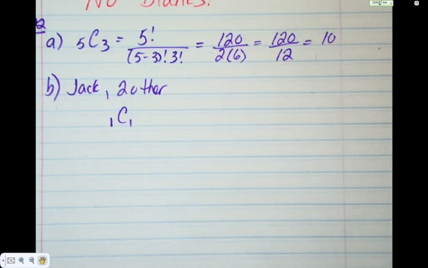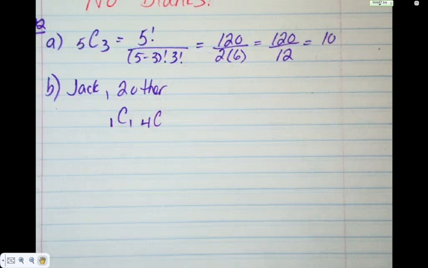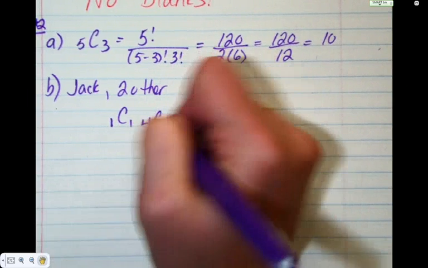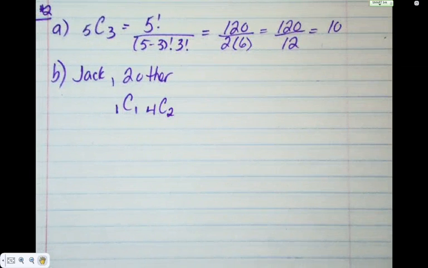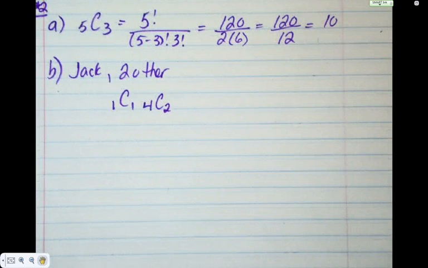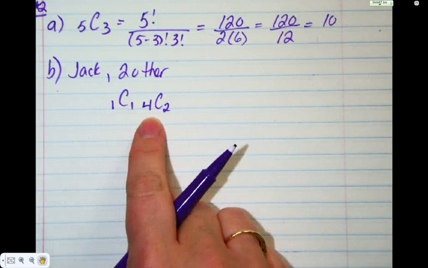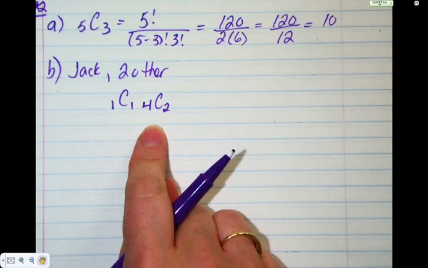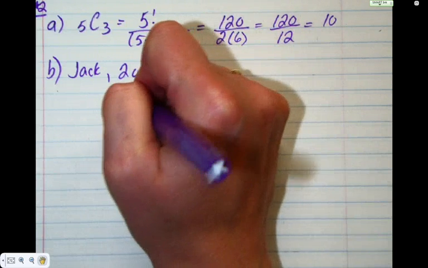How many remaining people are there to choose from? 4. There are 4 people left, and how many of them do we need to pick? 2. Am I multiplying these or adding them, and why? What were the keywords before we looked at multiplying versus adding? And, or. Do I need Jack and 2 other people, or do I need Jack or 2 other people? And, so it tells you we are multiplying.